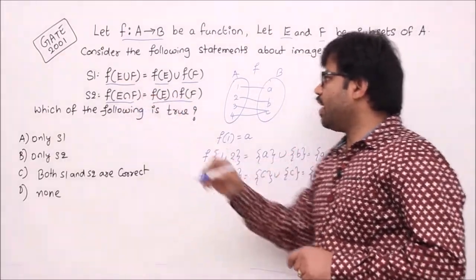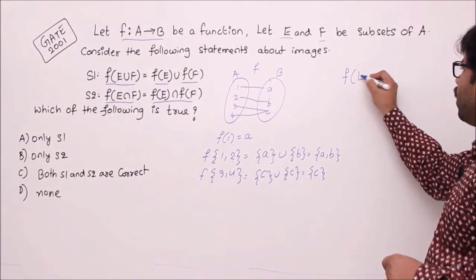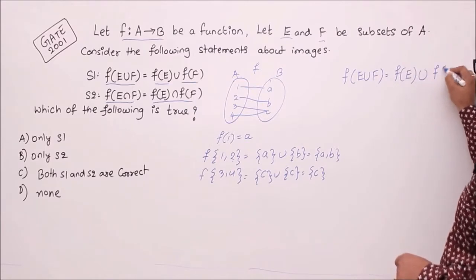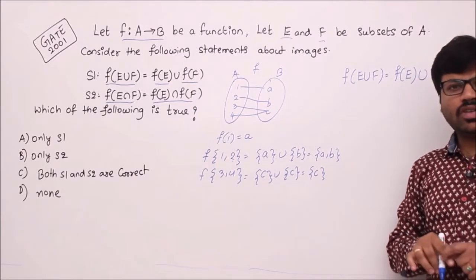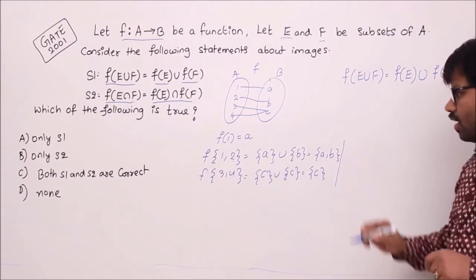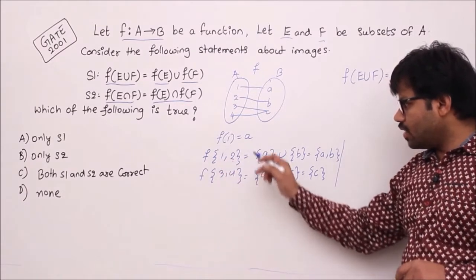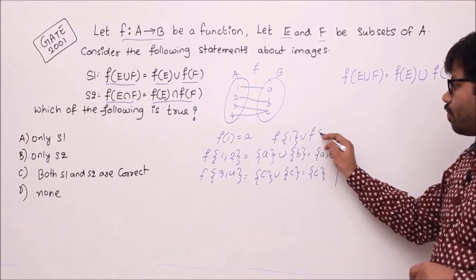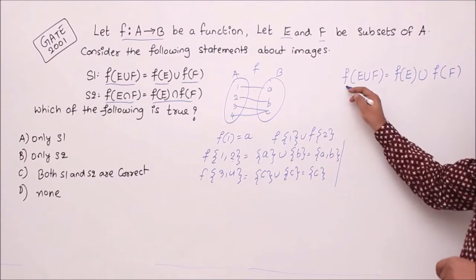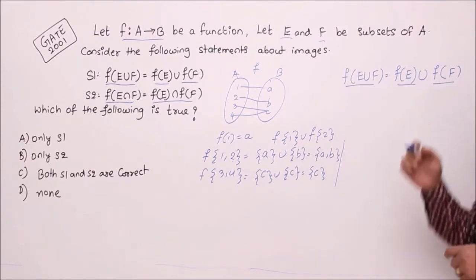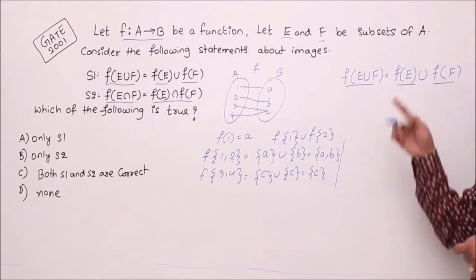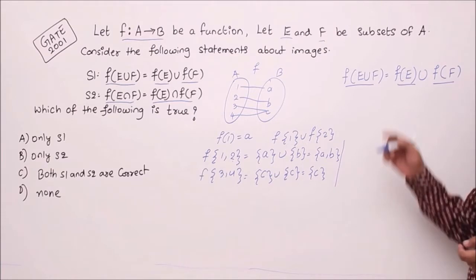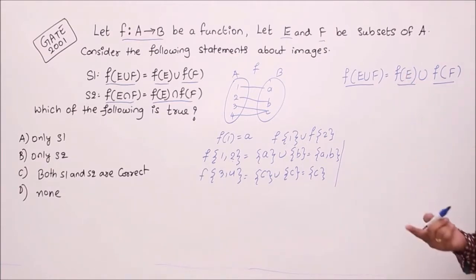Now consider statement number 1, that is f of E union F equals f of E union f of F. Is it true is the question. If you understand this functionality, then f of {1, 2} can be written as f of 1 union f of 2, isn't it? Similarly, f of E union F can be written as f of E union f of F, informally. So it seems like they are correct, but we'll try to prove it in a more rigorous way, with more concepts.